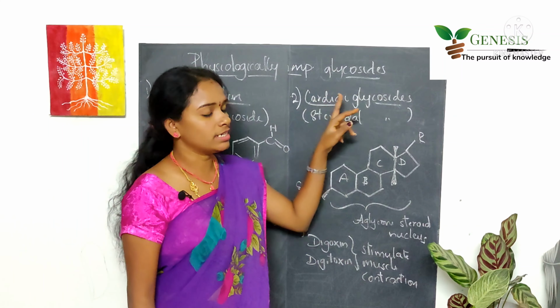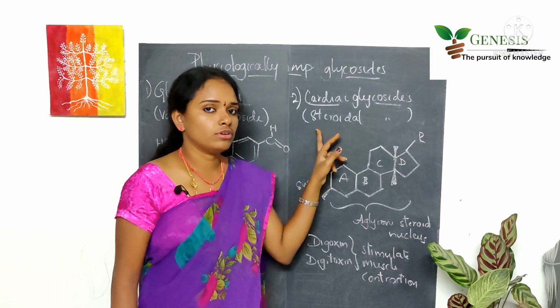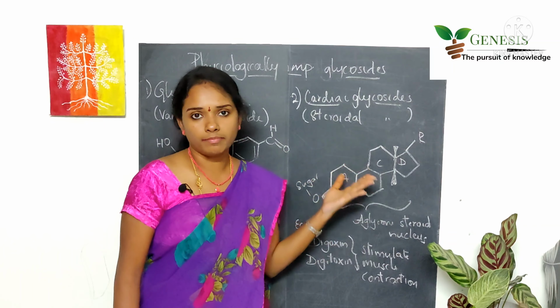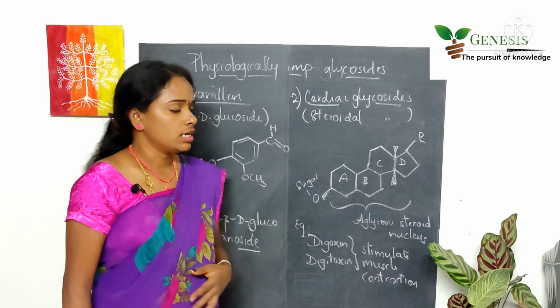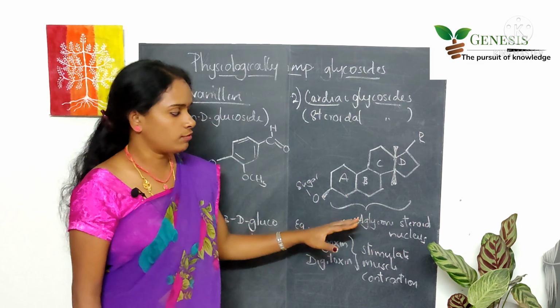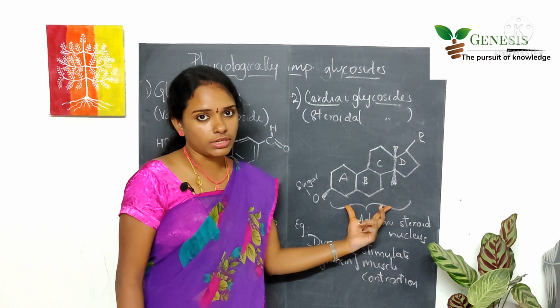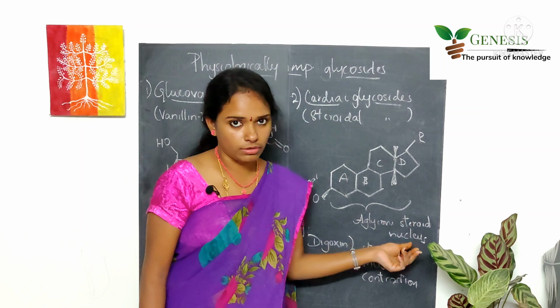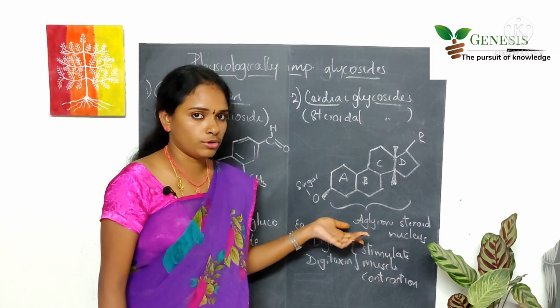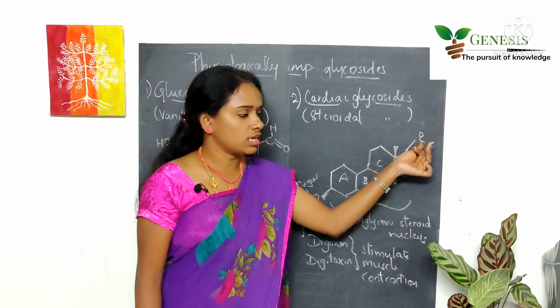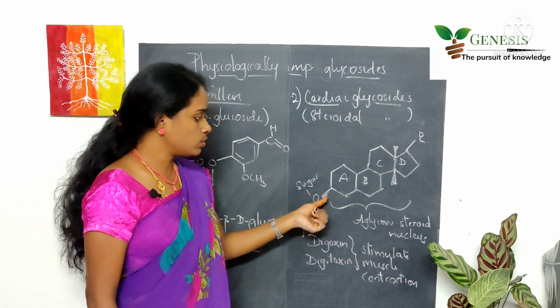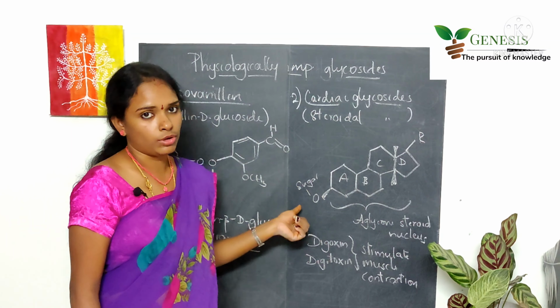The next one is cardiac glycosides, also called steroidal glycosides. We have many cardiac glycosides. Whatever the cardiac glycoside may be, if we observe its structure, it contains a steroid nucleus, which is the aglycone. It is the non-carbohydrate compound which has an R group at one end, and it forms an O-linked glycosidic bond with a sugar moiety.